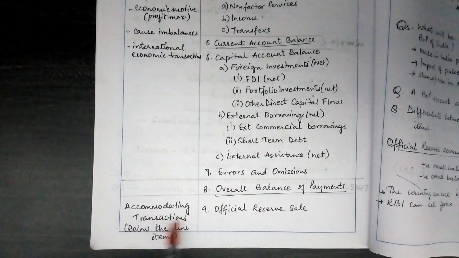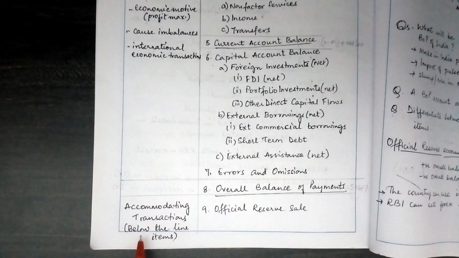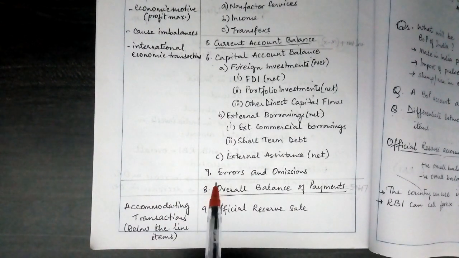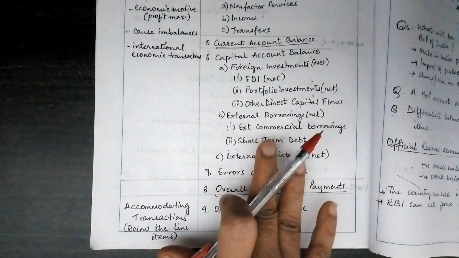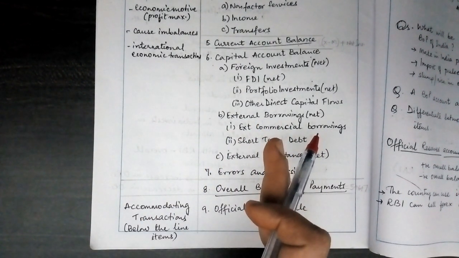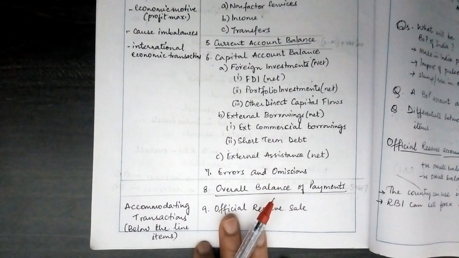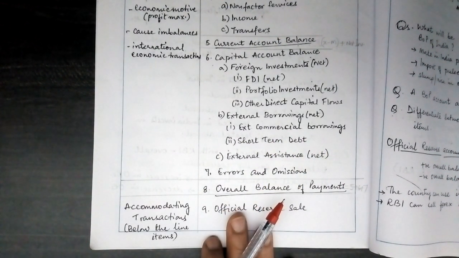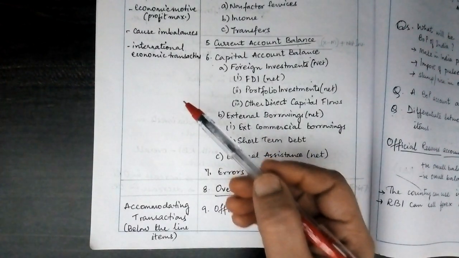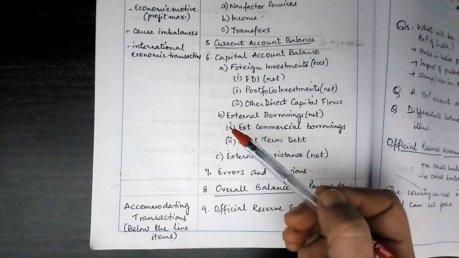The next is the accommodating transactions. These are called below the line items because they are to cover the balance of payments deficit or surplus that is caused due to the autonomous transactions. Now, these are determined by the gap in the balance of payments, whether there is a deficit or surplus. These accommodating transactions are influenced by the state of the country's balance of payments, whereas the autonomous transactions were not influenced by it.